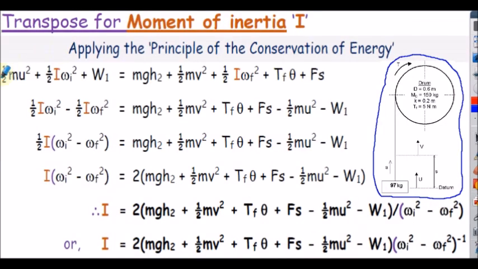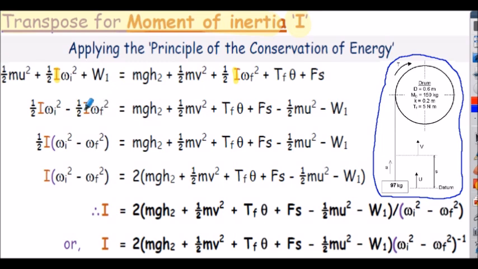So again, we're considering this formula generated from the conservation of energy, but this time we're transposing for the moment of inertia I. I is located here on the left hand side and here on the right hand side. So again, the essence of the solution is to move all the I terms to one side of the equation, the left hand side in this case, and all other terms to the right hand side. Then we'll factorise the left hand side and then rearrange to make I the subject. So let's consider the process.